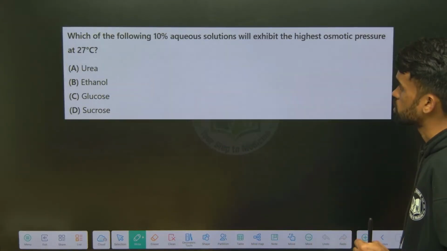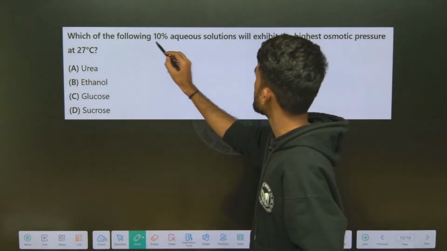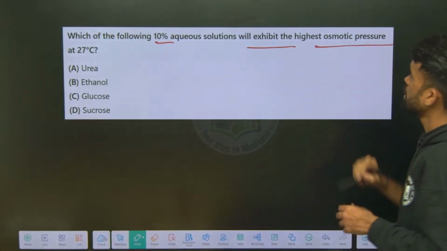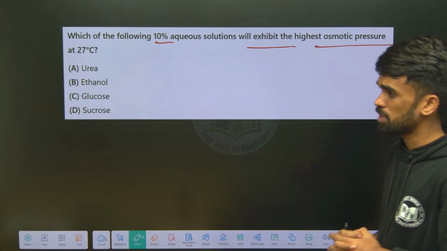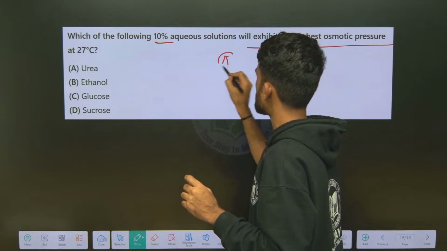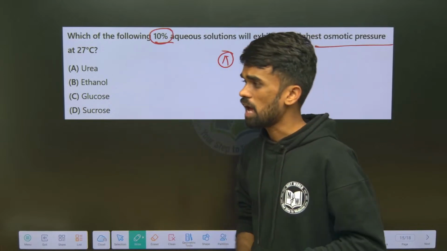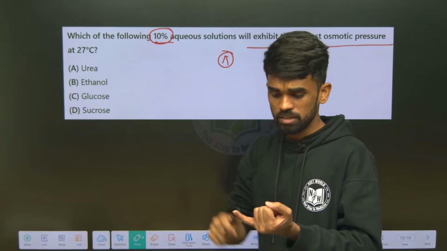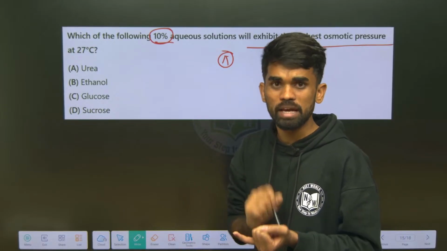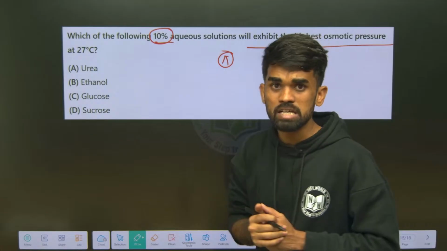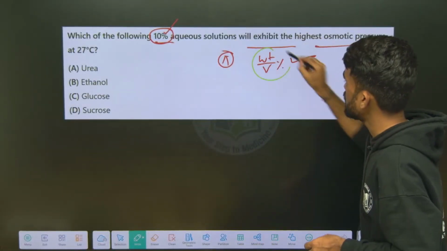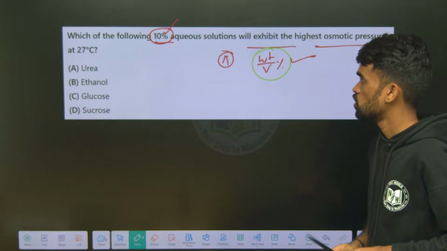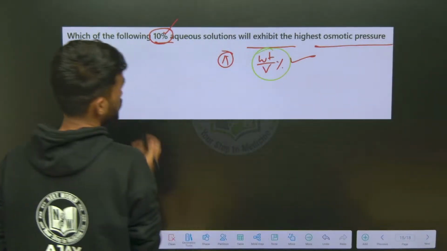Okay, next question. Which of the following 10% aqueous solutions will exhibit the highest osmotic pressure? Okay, 10%. Whenever they mention osmotic pressure with 10%, they haven't mentioned whether it is weight by weight, weight by volume, like that. So whenever they write it for osmotic pressure, consider that weight by volume percentage is mentioned. When they mention 10%, it is given as 10 weight by volume percentage. Okay. So now we know how to do this.